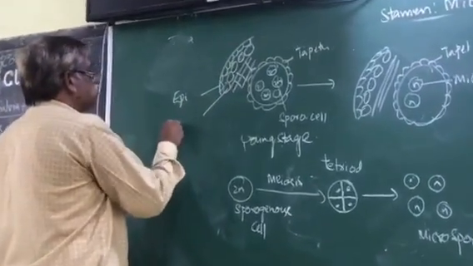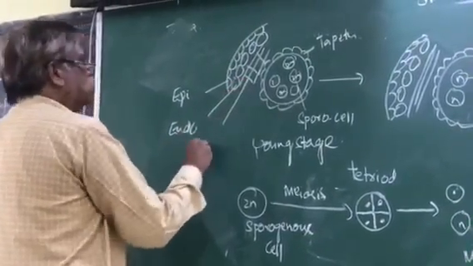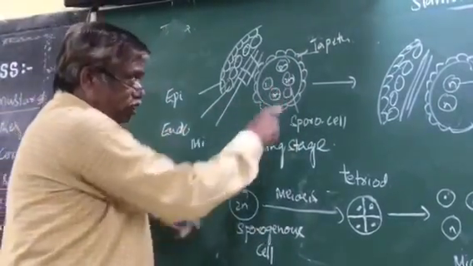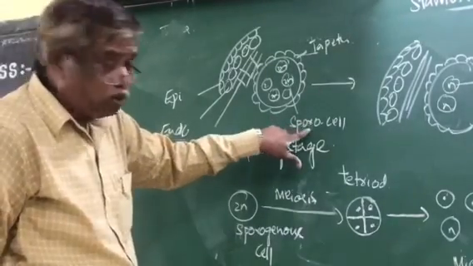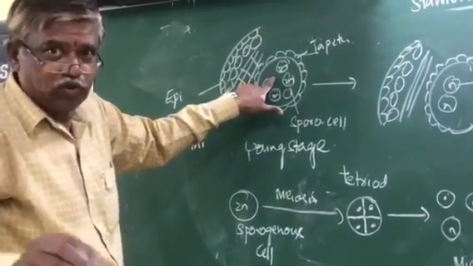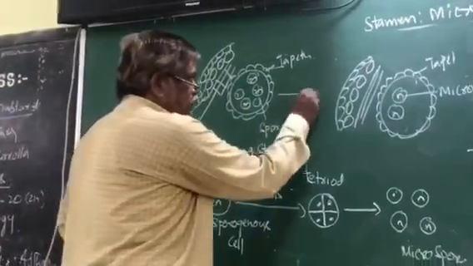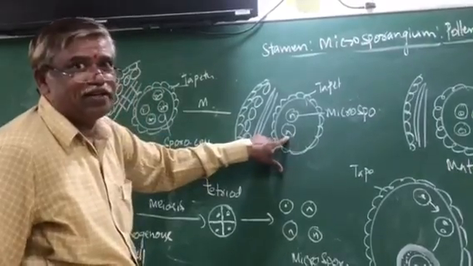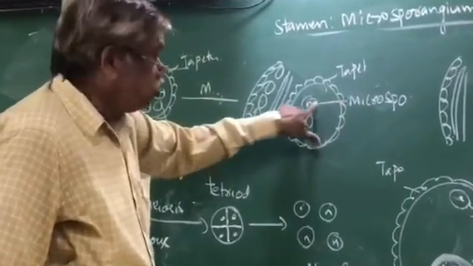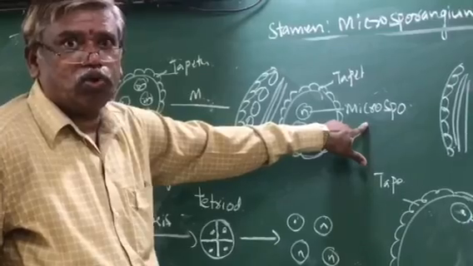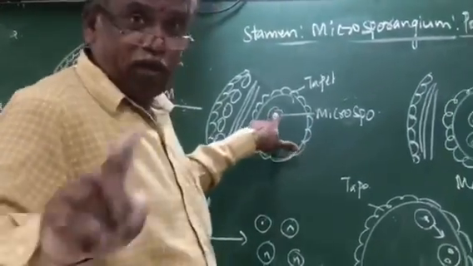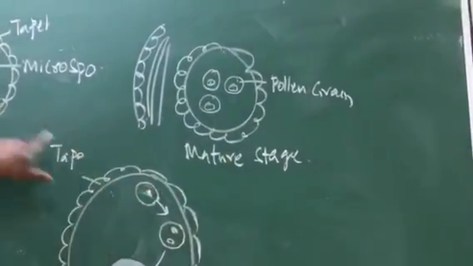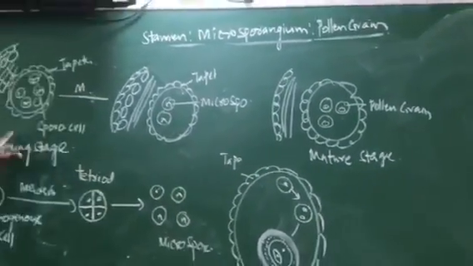Epidermis, endothecium, middle layer, tapetum. 2N sporogenous cells. These sporogenous cells are present in theca. After 2 days, as meiosis occurs, in the same theca, haploid cells are there. Due to being haploid, these are called microspores. After that, each microspore becomes a pollen grain. Now it is called pollen sac, microsporangium, theca, according to the name.